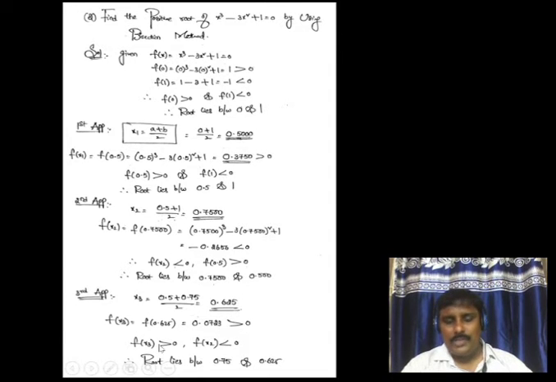Next I have f of x3 greater than 0, so I will look for less than 0. f of x2 is less than 0. Therefore the root lies between 0.75 and 0.62. Now again I will take the average, so x4. Here also the value is different. So f of x4 is less than 0, so I will go for greater than 0. f of x3 is greater than 0. So the root lies between 0.65 and 0.62.